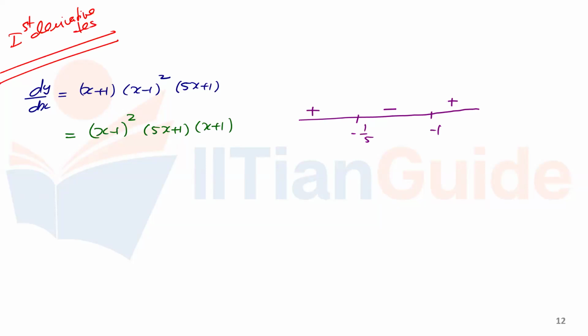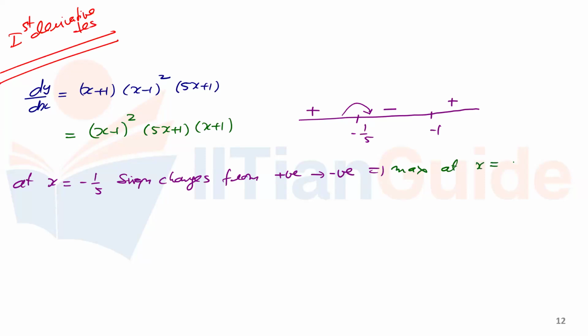Okay, so what happens at the point x is equal to -1 by 5: the sign of dy by dx is changing from positive to negative. Moving from left to right, positive to negative. So at x is equal to -1 by 5, the sign changes from positive to negative. That means maximum. This is the theory part I have told you. Maximum at x is equal to -1 by 5.